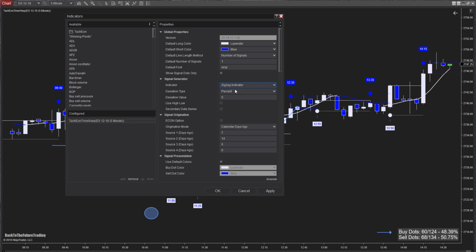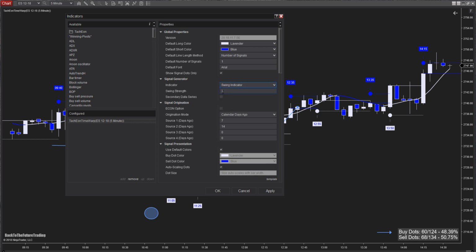Most of you are going to stick with a swing indicator. The swing indicator is fairly simple, and you can apply one to your chart to see approximately where they're coming in. The other thing we can do under the signal generator section, I'm going to change this back to a 5, is choose an alternate or secondary data series. Under our secondary data series, now we're looking for a different instrument or a different time frame.